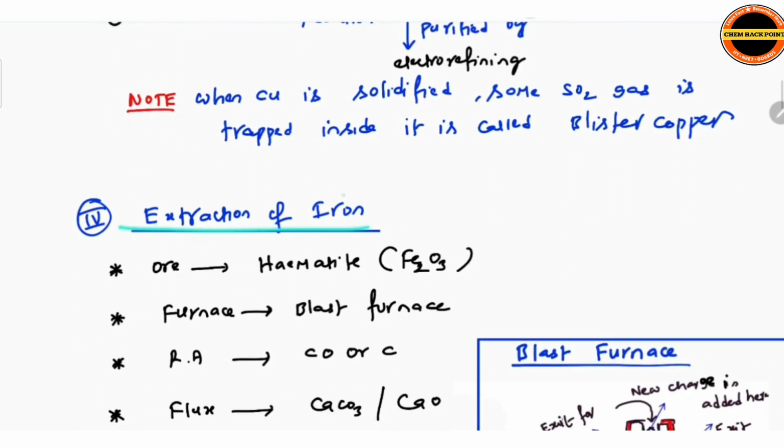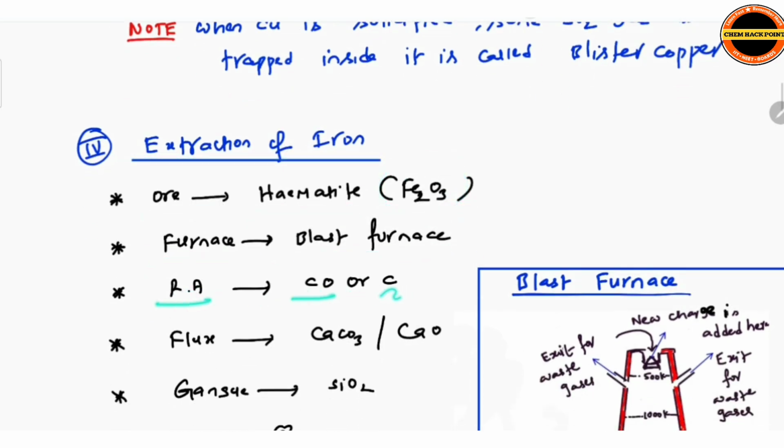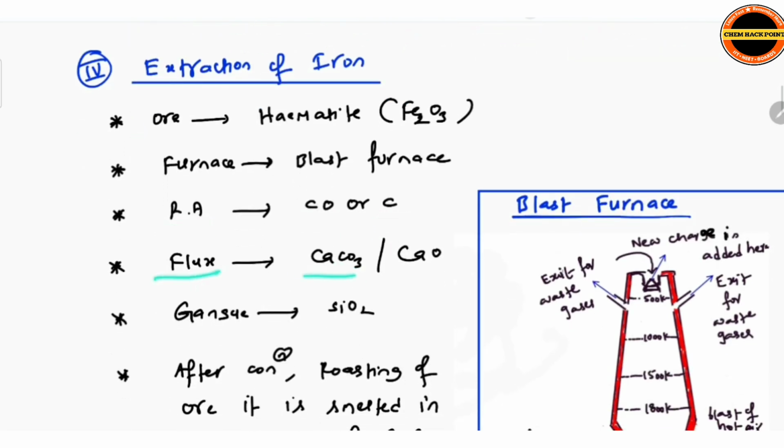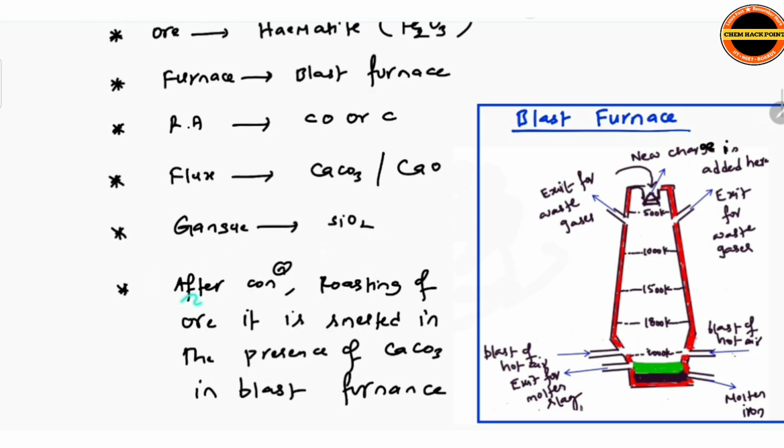Next, moving to extraction of iron. Over here, hematite Fe2O3, we use a blast furnace, reducing agent carbon monoxide or carbon, flux calcium carbonate or calcium oxide, gangue SiO2 impurity. After concentration and roasting of the ore, it is melted in the presence of CaCO3 in the blast furnace. See, this is the blast furnace.